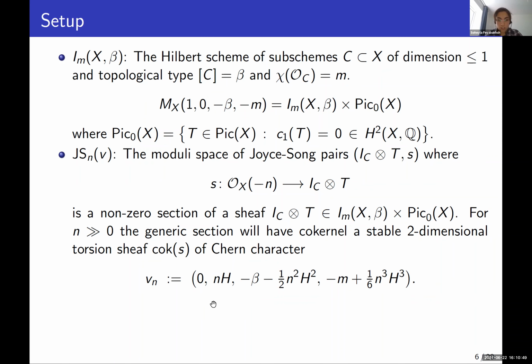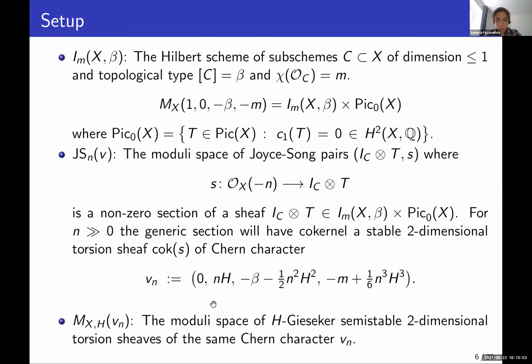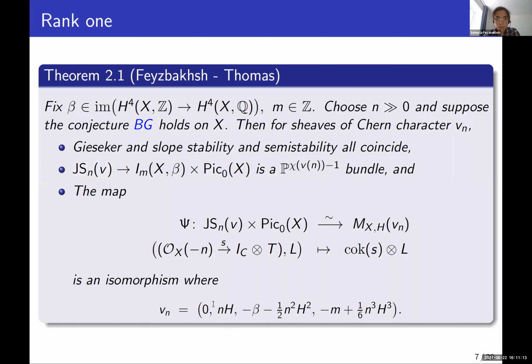Okay. So the third moduli space is the moduli space of H-Gieseker semi-stable two-dimensional torsion sheaves of Chern character v_N. So our first result says that these three moduli spaces carry basically the same information. If you fix beta and M as I explained, and then choose N large enough, and we suppose that this weakening version of the BMT conjecture holds on X, then the first claim is that for all sheaves of Chern character v_N, Gieseker and slope stability and semi-stability all coincide. So if my sheaf of Chern character v_N is slope semi-stable, then it must be slope stable. So the moduli of Joyce-Song pairs is just the projective bundle over the product of this Hilbert scheme with Pic^0 of X.